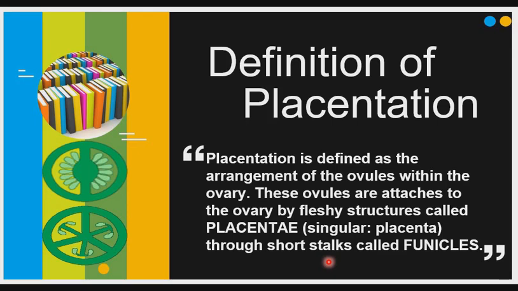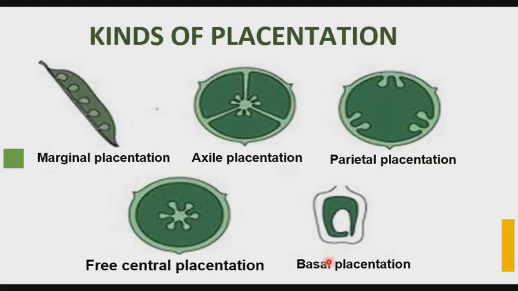The different types of placentation. We have about five types of placentation that are found in flowering plants. Now we have the first one, marginal placentation. In marginal placentation, the ovules are attached to the placenta along one margin of the ovary. Examples are beans, pride of Barbados, cowpea, flamboyant, cassia, and others.